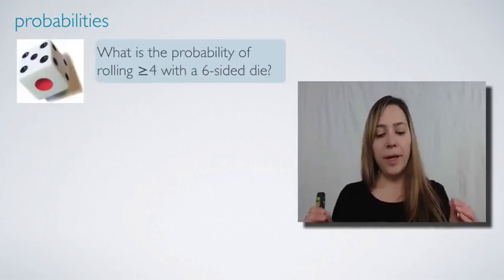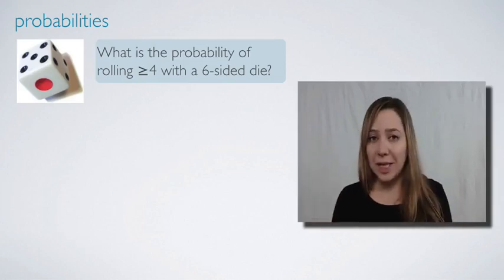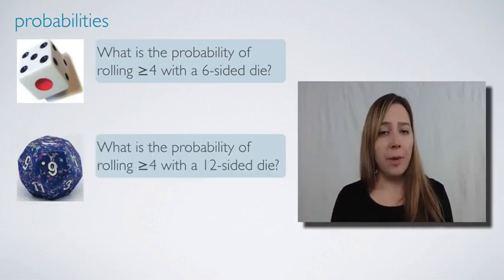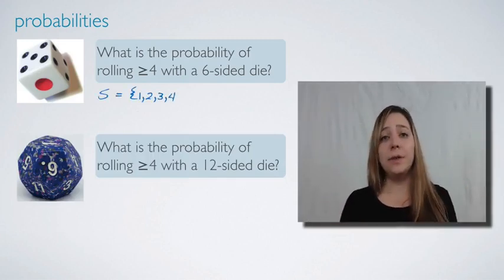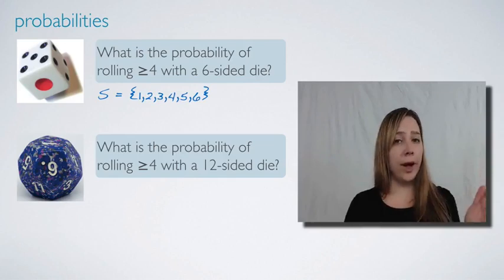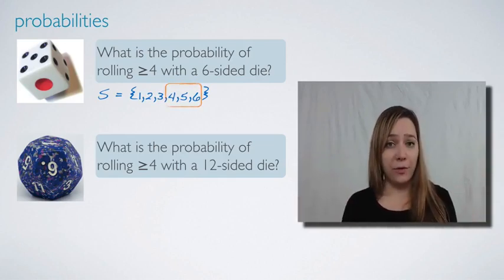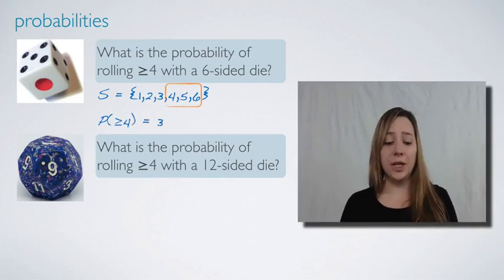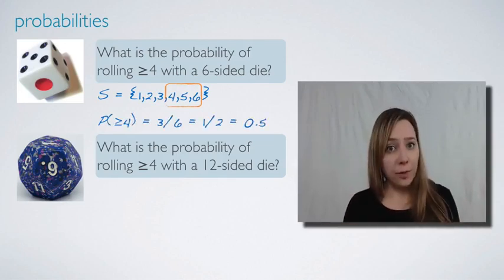We're going to ask two questions. What is the probability of rolling a value greater than or equal to 4 with a 6-sided die? And what is that probability with a 12-sided die? With a 6-sided die, the sample space is made up of numbers between 1 and 6. We're interested in an outcome greater than or equal to 4. The probability of getting such an outcome is then 3 out of 6, or 1 out of 2, or 50%.